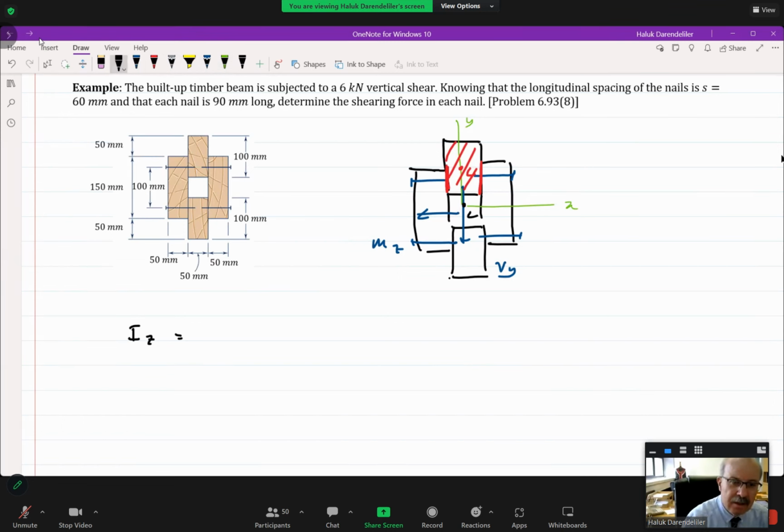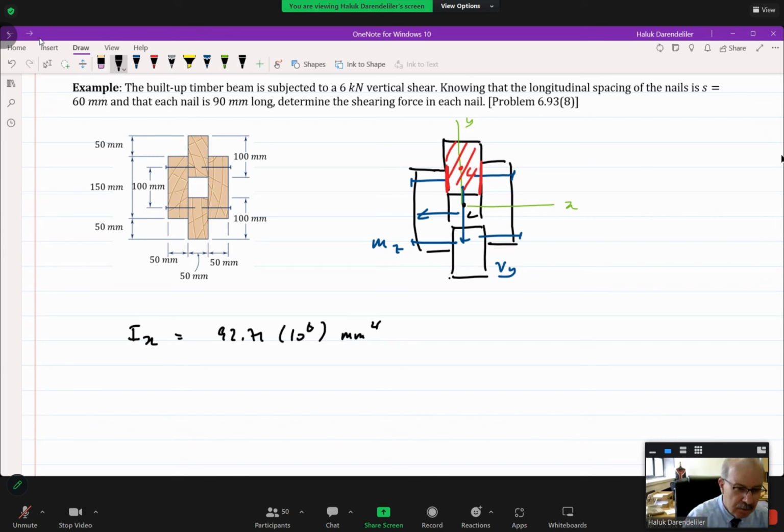Anyway, then tell me, what is the subscript of I now? Yes? X. Okay, Ix. Anyway, Ix is equal to 92.71 times 10 to the power 6. Please calculate this by yourself.